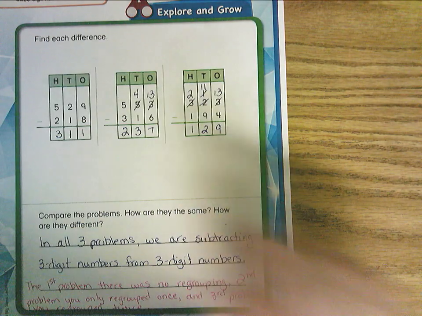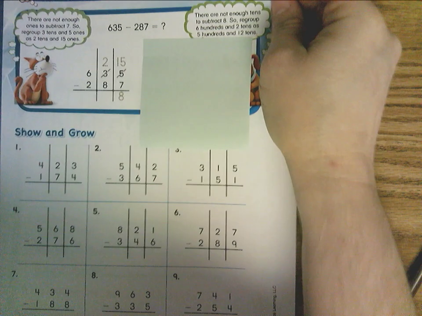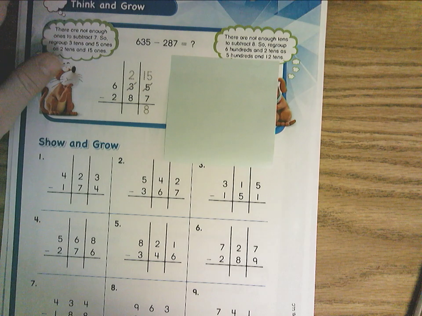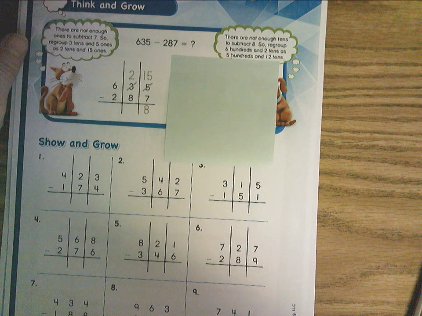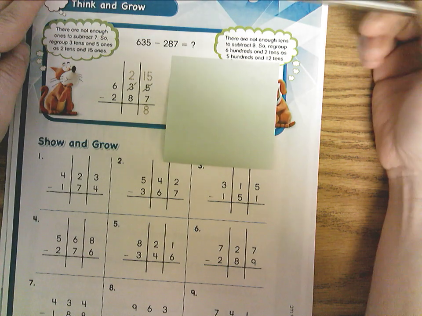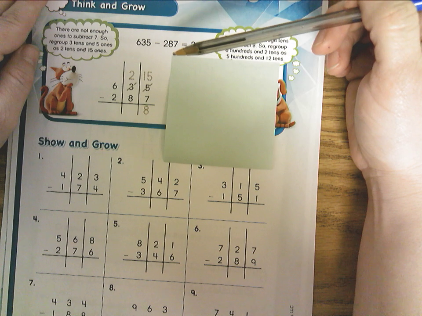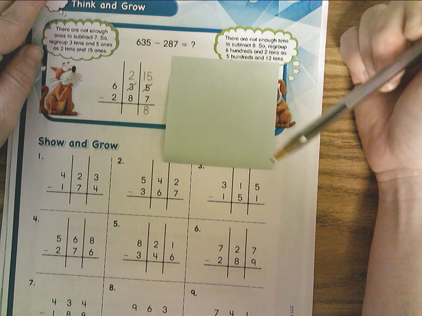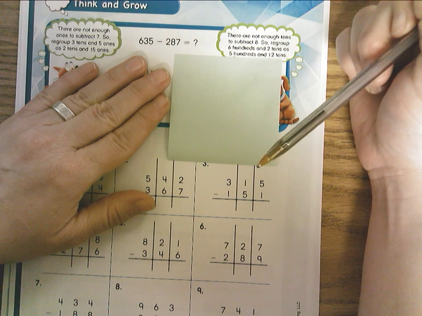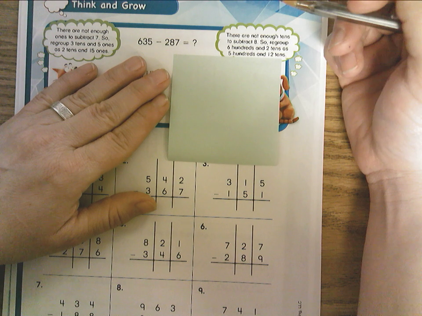Okay, so again, this is going to be your tricky part. So let's go ahead and turn to your Think and Grow page, page 492. And let's look at Descartes and Newton. They're kind of talking. So Descartes and Newton are looking at the problem 635 minus 287. I want you to think about whether you will need to use regrouping to find the difference. Are you going to need to look at this and are you going to have to regroup to find the difference? Okay, so how are we going to start the subtraction problem?